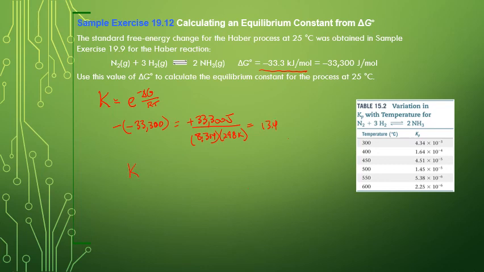And so for the equilibrium constant, I can take e and raise it to the 13.4 value, and that will equal 687,336. And so as a result, we can approximate that to be roughly 7 times 10 to the 5th power for the value of K.